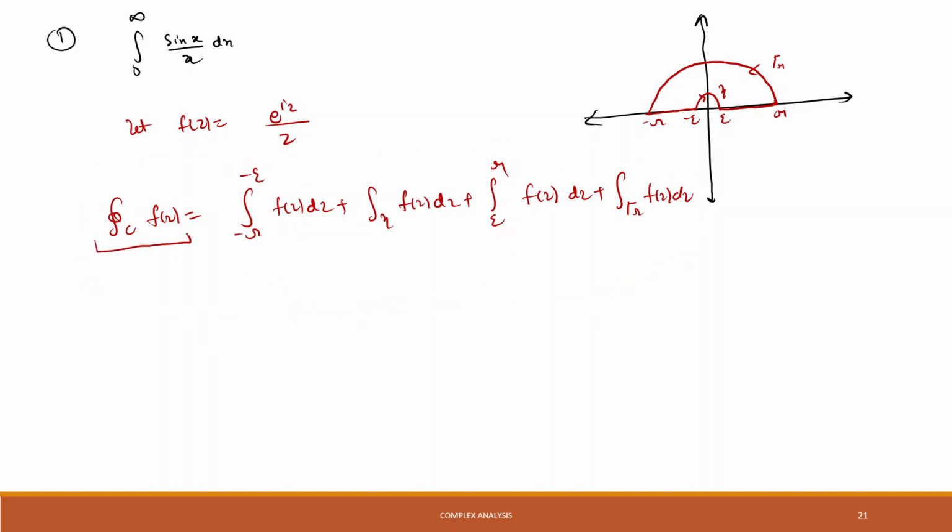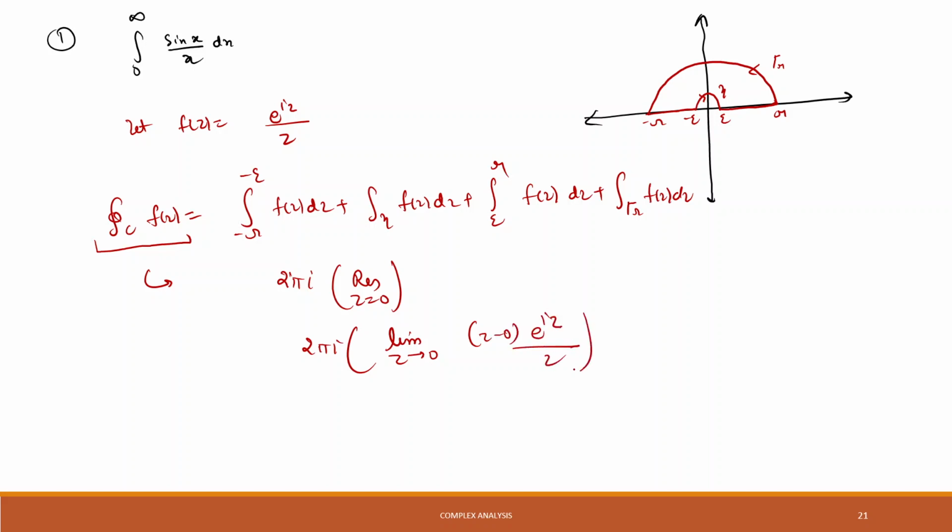So this part we can easily calculate by using the residue theorem. We can see that the function has a single pole at z equal to 0, so its value will be 2 pi I times the residue at z equal to 0. So we will get 2 pi I times the limit as z tends to 0 of (z minus 0) e to the power iota z upon z. We will get here 2 pi I.